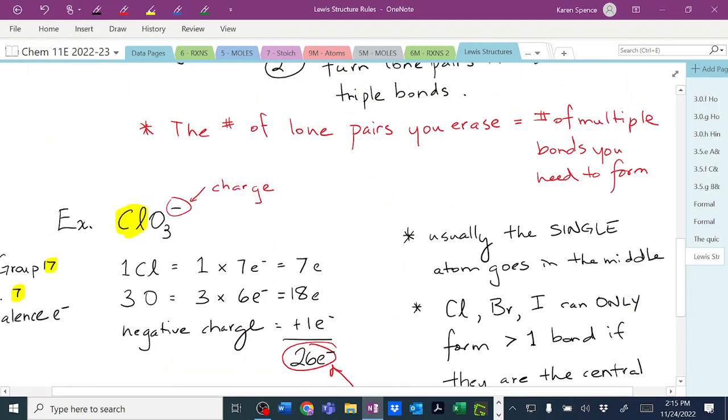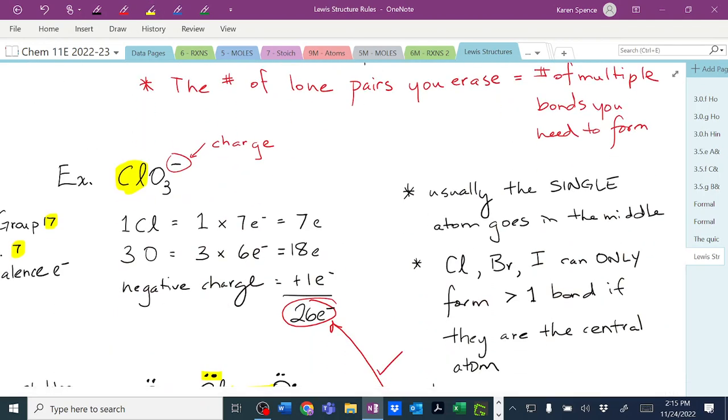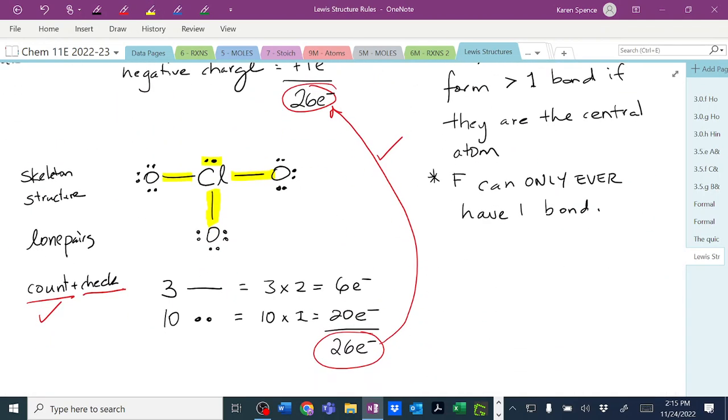And once we've done that, either we are done, or if it's an ion, we need to write brackets and a charge. Are we an ion? Okay, so we're going to draw our brackets and our charge on the outside, and there we are, we're done.